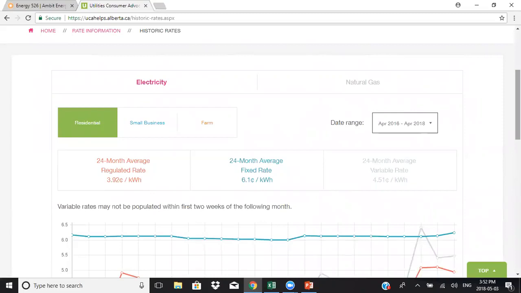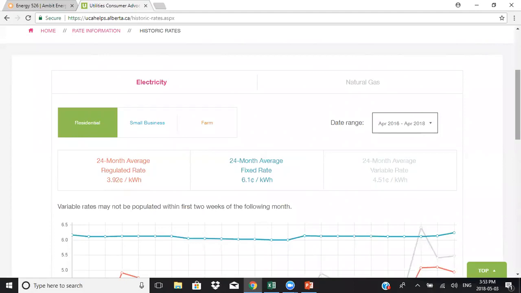We'll talk about the details of the rates in a moment. But the next thing is going to be the 24-month average variable rate. Now, this is the variable rate offered by a competitive retailer. So who's a competitive retailer? A competitive retailer will be a company like ATCO Energy, for example, right? So their average price is 4.51 cents a kilowatt hour.